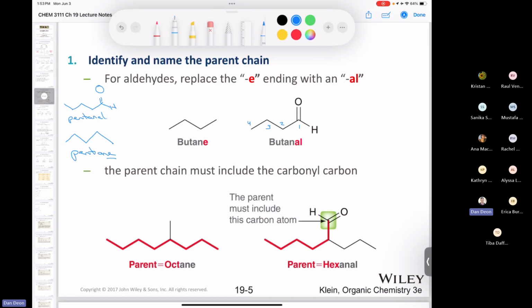So the parent chain, just like an alcohol, or just like an alkene, has to include the functional group. So it has to include the carbonyl carbon. And what's interesting about aldehydes is with an aldehyde, you don't have to include a locant for the functional group because the aldehyde always has a hydrogen on one side. So you don't have to say 1-hexanal. That's redundant. Of course, the aldehyde is at the end of the longest chain. Okay, it's not the same for ketones, but for aldehydes, you don't have to include a locant for the carbonyl itself.